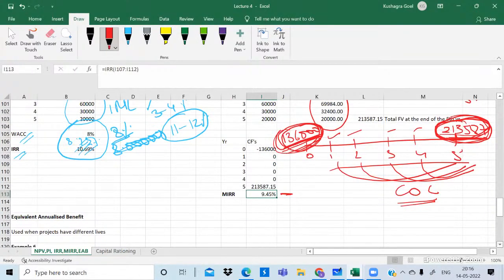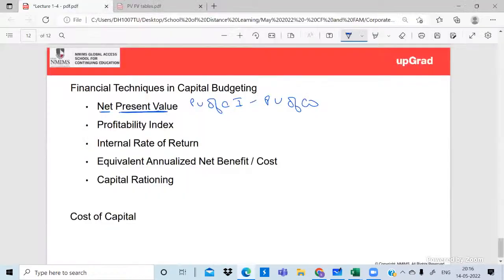Any doubt with MIRR? Anyone struggling with MIRR? Any questions on MIRR? Okay. So we are done with NPV, we are done with profitability index, we are done with IRR, and we also discussed MIRR. Any doubt till here?